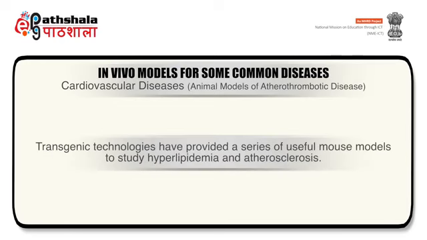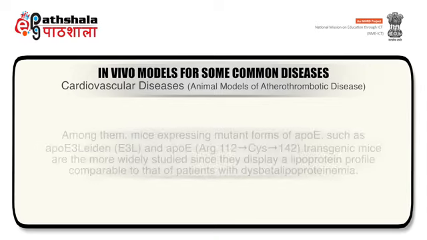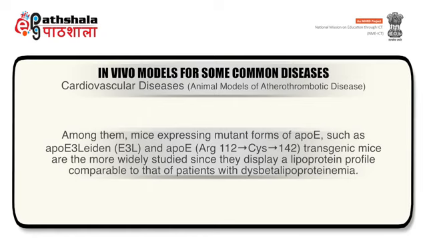Another type of models used are the transgenic mice. Transgenic technologies have provided a series of useful mouse models to study hyperlipidemia and atherosclerosis, among them mice expressing mutant forms of ApoE such as ApoE3-Leiden and ApoE transgenic mice are the most widely studied since they display a lipoprotein profile comparable to that of patients with dysbetalipoproteinemia.